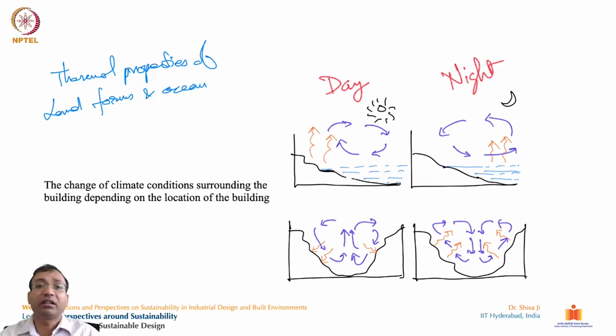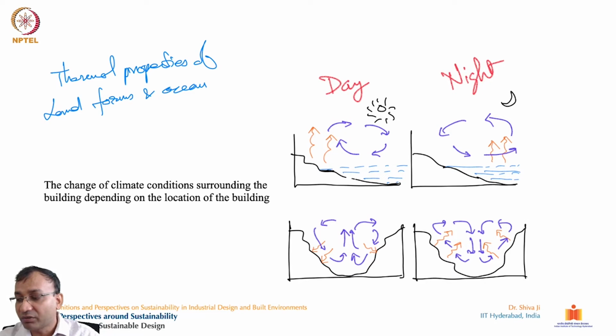So while designing a building, we must take care of the ventilation: in which direction the ventilating units such as doors, windows and vents should be kept. For that, we must take this understanding of air movement into consideration.